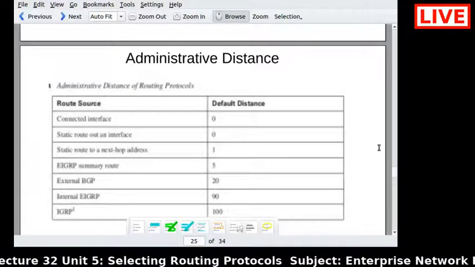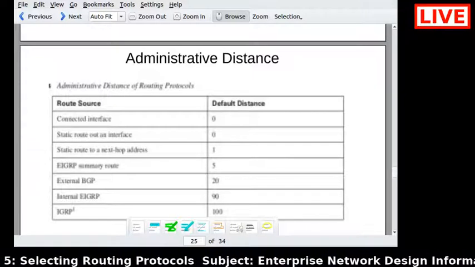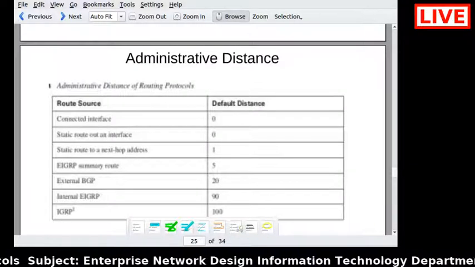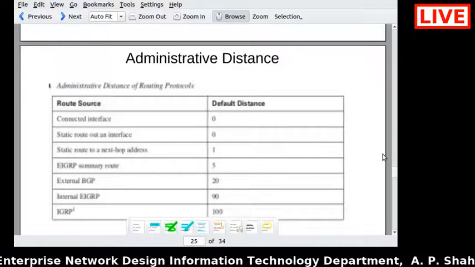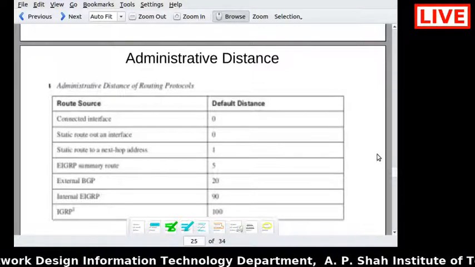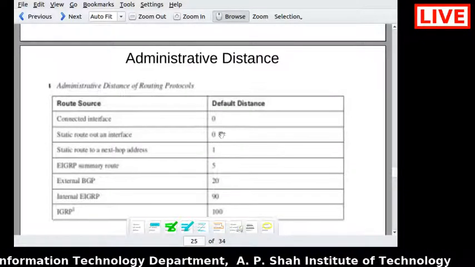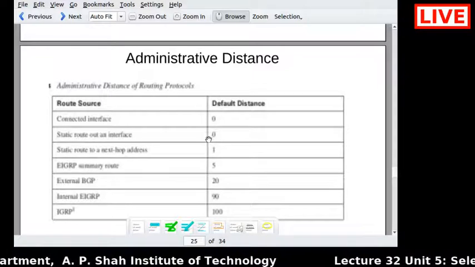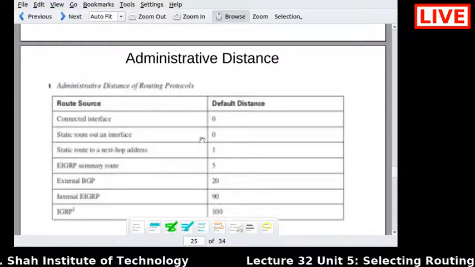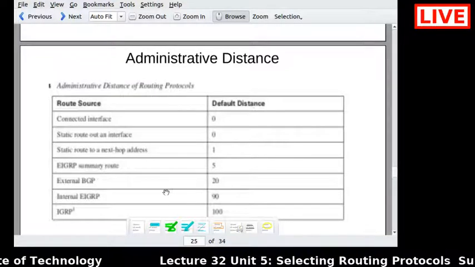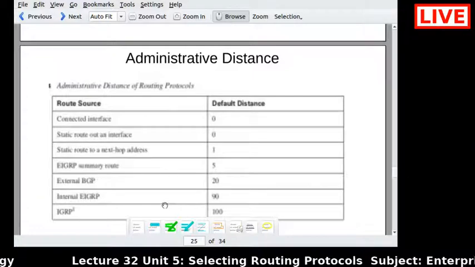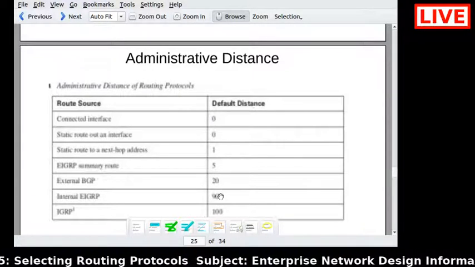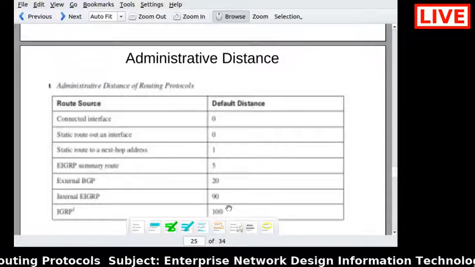Cisco has assigned a default administrative distance value for each and every routing protocol supported on its routers. Each routing protocol is prioritized from the most to the least believable. For the route sources and default distances: external BGP has a default distance of 20, internal EIGRP has 90, and IGRP has 100.